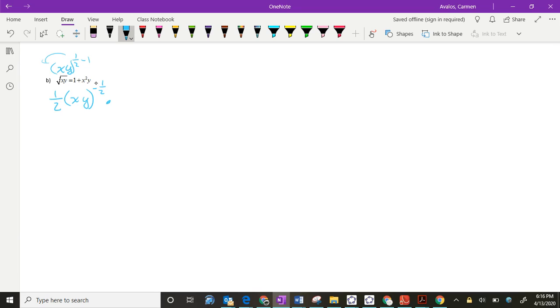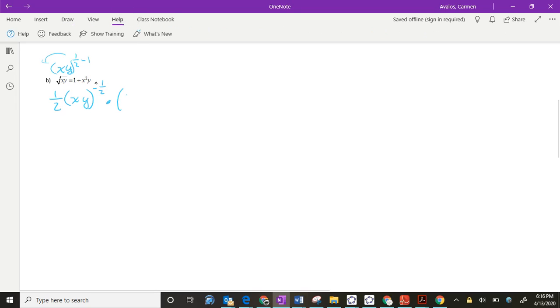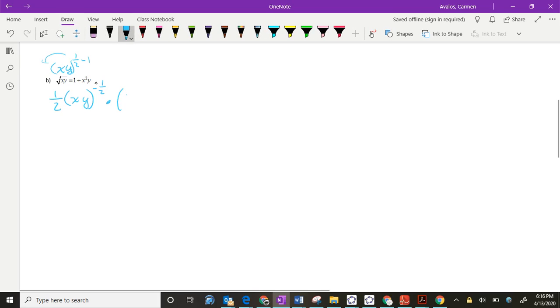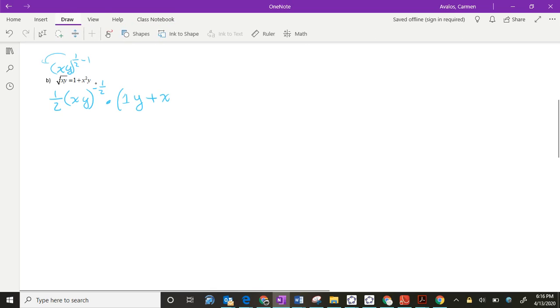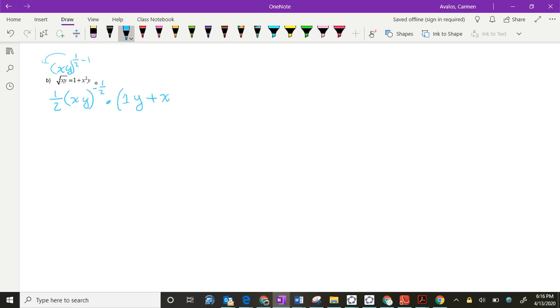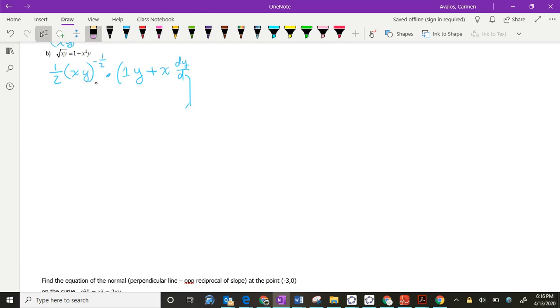And then we have to chain on the derivative of the inside, but the derivative of the inside is the product rule. So the derivative of x is 1. And we have the y, so we leave the y alone. And then we have the x, and we take the derivative of the y, and the derivative of the y is dy/dx. Okay, my computer's being a little bit sensitive. Okay, and then we're going to set that equal to 0.